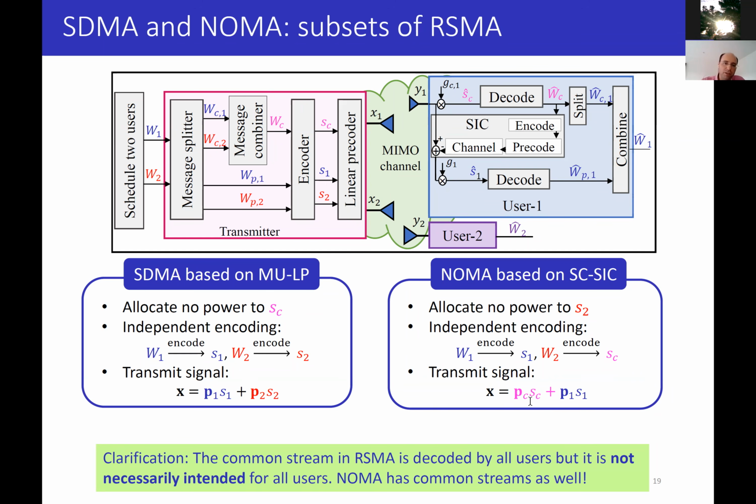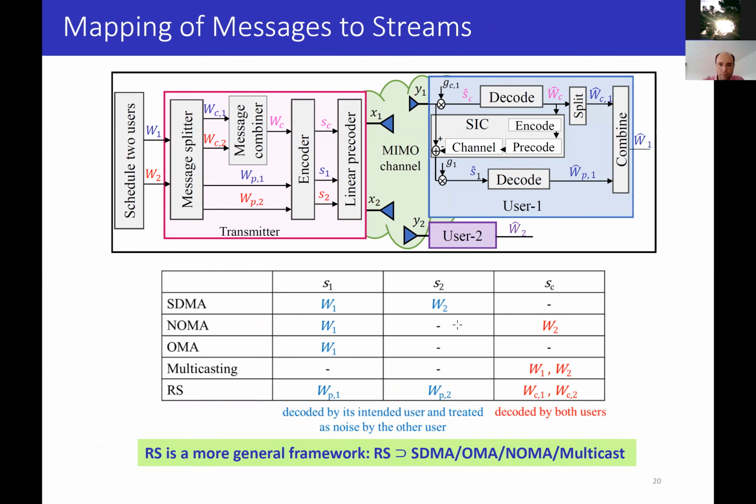And so you see from this that SDMA and NOMA in this two-user example are just particular instances of this rate splitting framework. Another way of looking at that is looking at the mapping from messages to streams. What I said earlier is that we have two messages, but now in general, we can have three streams. And so the question is, how do you map those messages to those three streams? And here we have those three streams, three data pipes.